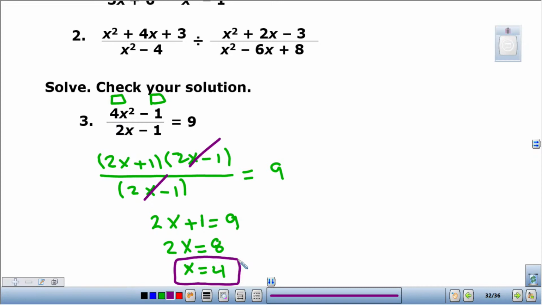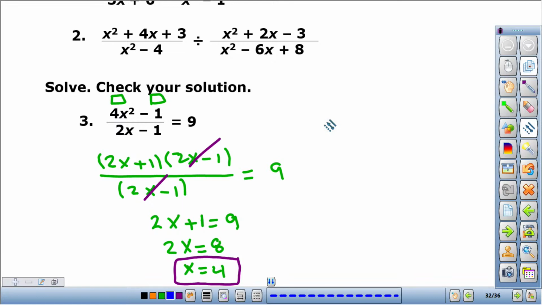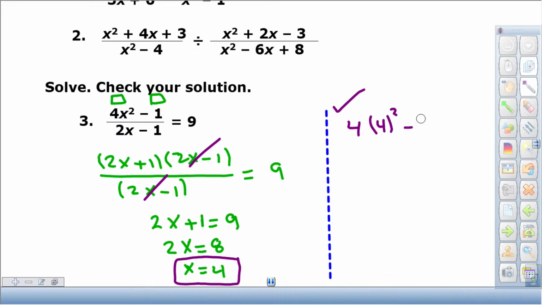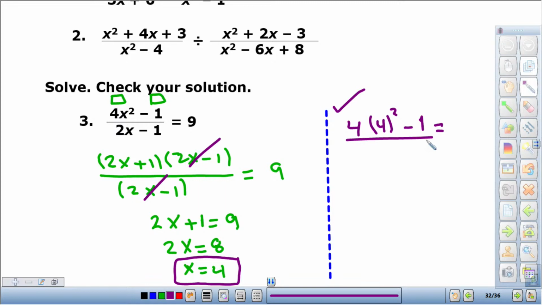So the other question is, can I check it? Yes, you need to, because in this lesson, you're going to find solutions that do not work. Okay, so this is a check. So somebody gave me 4 times 4 squared. What is 4 squared? 16. How about 16 times 4? That's a 64. Thank you.